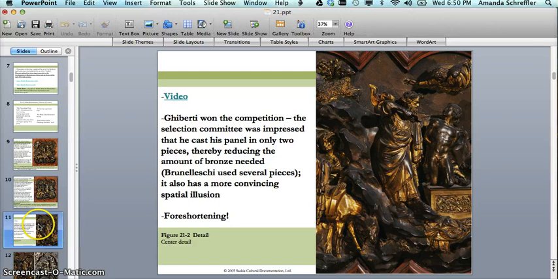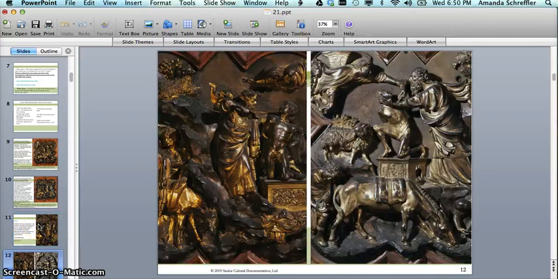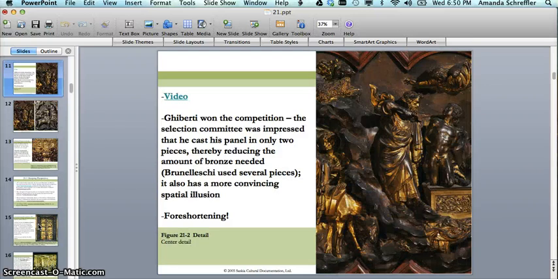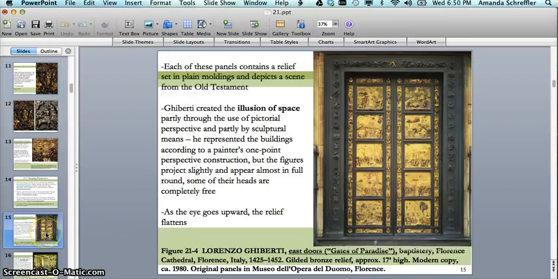And since I need to stop babbling here, basically Ghiberti's panel is chosen. One of the reasons being that he was able to cast his panel with only 2 pieces of bronze, whereas Brunelleschi needed many pieces of bronze. So it would have been more costly if they would have gone with Brunelleschi's method. So after Ghiberti's chosen, it takes him about 20 years to complete the doors. Here's the completed doors, which are quite beautiful.